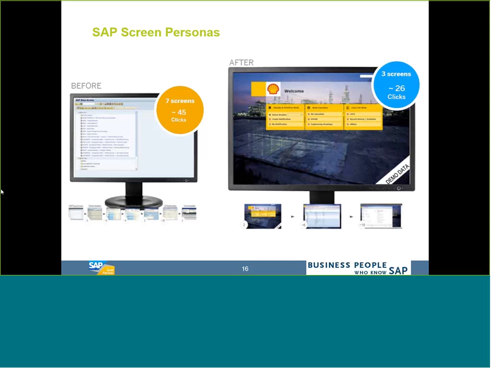So with Screen Personas, this is the demo that SAP likes to use, which is the Shell example. Before, they had 7 screens and 45 clicks, and they're down to 3 screens and 26 clicks. The idea here is that we want to optimize processes with this. I want to eliminate screens. I want to eliminate clicks, because these tasks are done all the time, and if I can cut every one in half, that's going to save a lot of time.